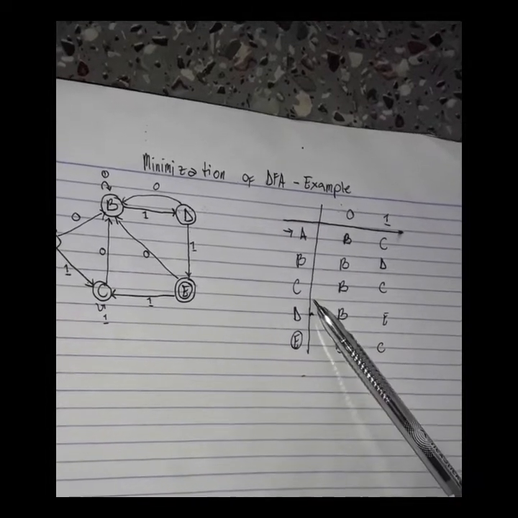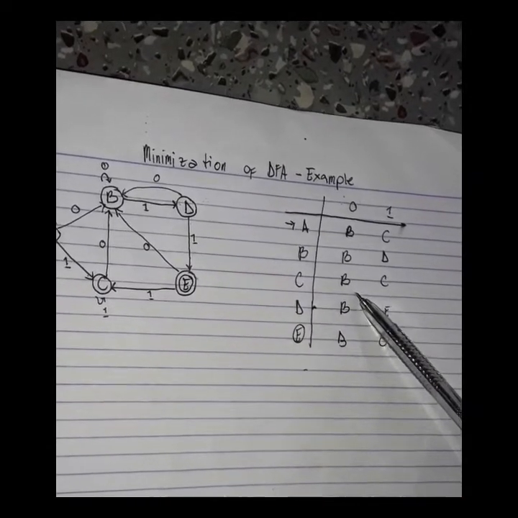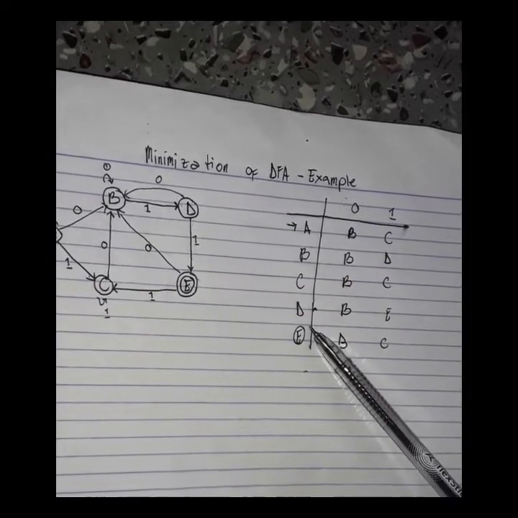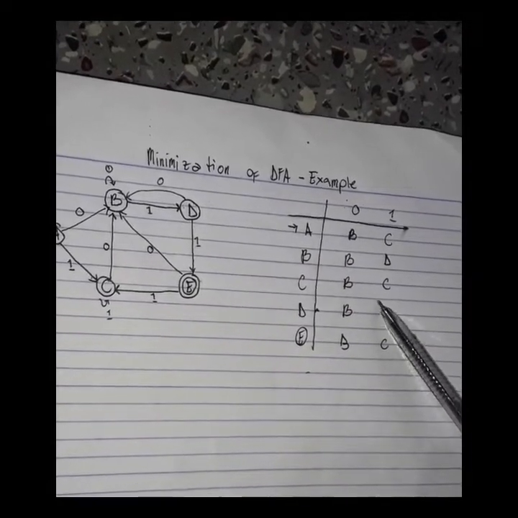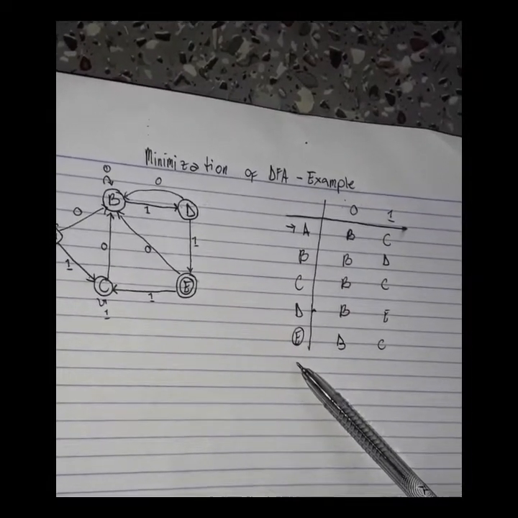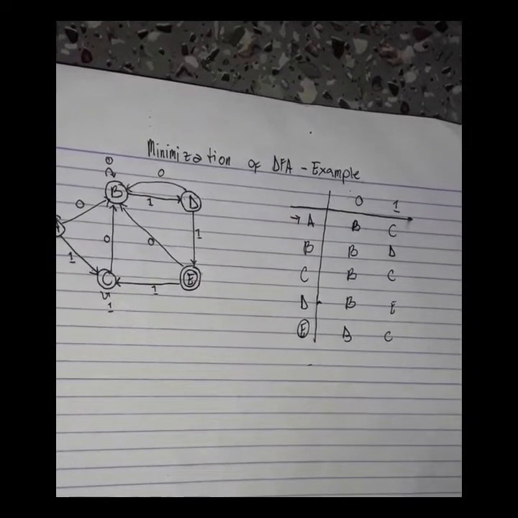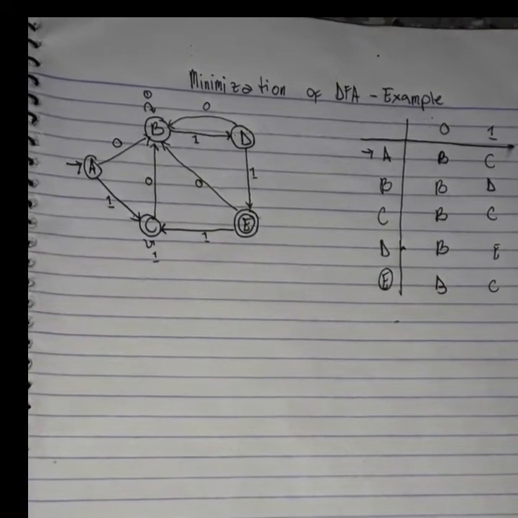In C, the input 0 goes to B, and the input 1 goes to itself, C. In D, the input 0 goes to B, and input 1 goes to E. In E, input 0 goes to B, and input 1 goes to C. We have to perform the minimization of this DFA.